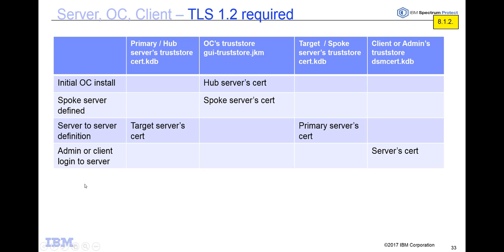And what I plan on showing in this demo is where we have the primary server and the target server exchanging certificates automatically, and those certificates being placed into the primary hub server's trust store, as well as the target or spoke server's trust store. I'll also show how an administrator can connect in and what gets placed in the administrator's dsmcert.kdb trust store. For the Operations Center, I did a separate video on that, and that separate video shows how the Operations Center works with the hub and spoke server, so check that video out. Okay, so let's go ahead and get started.